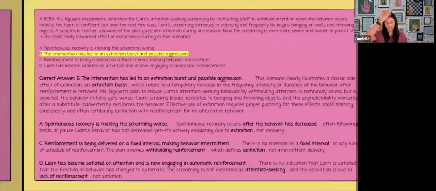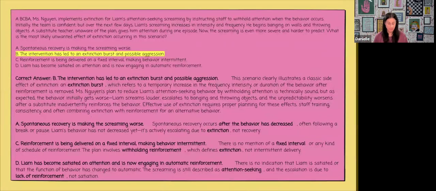All right. The answer here is going to be B. The intervention has led to an extinction burst and possible aggression. This scenario clearly illustrates a classic side effect of extinction, an extinction burst, which refers to a temporary increase in frequency, intensity, or duration of the behavior after reinforcement is removed.